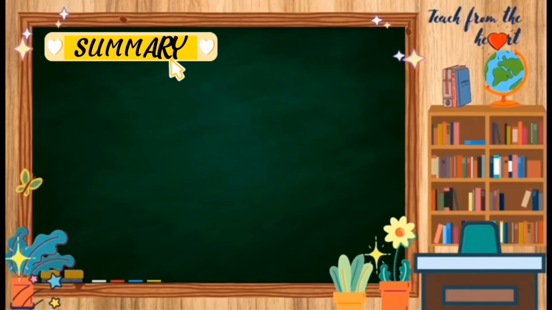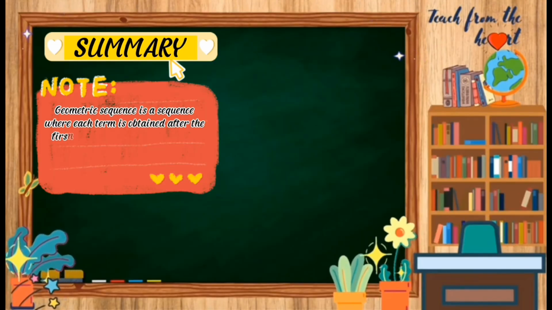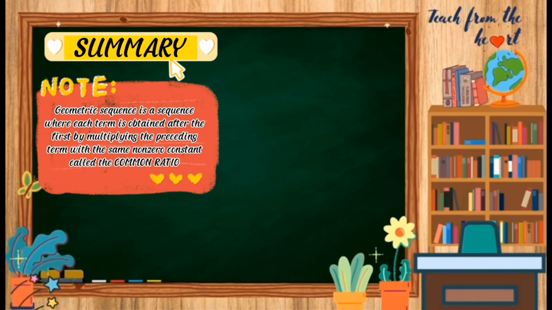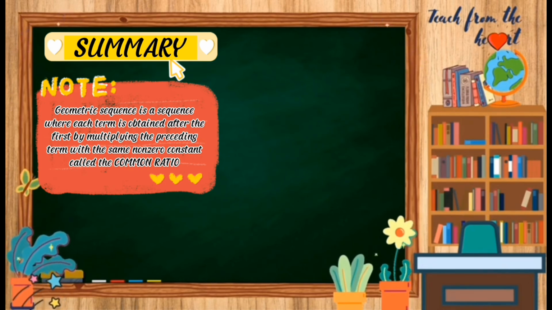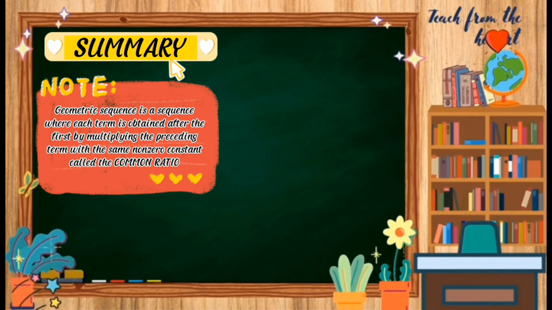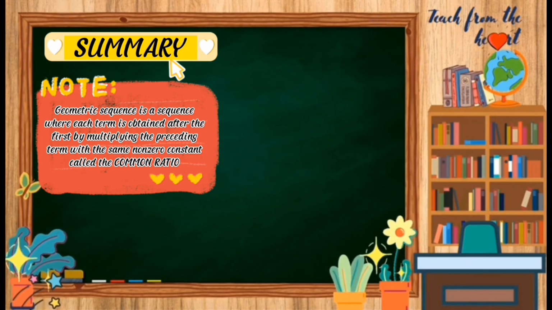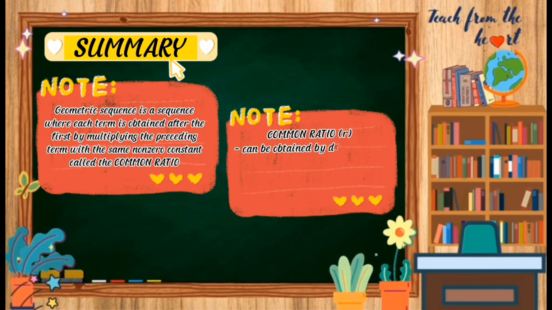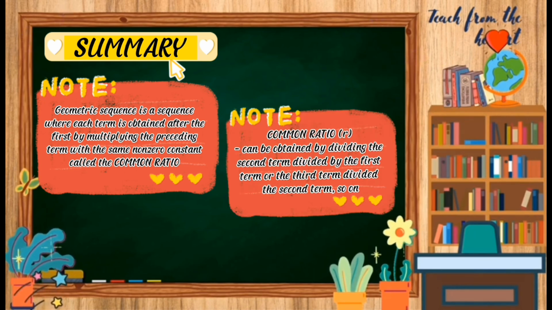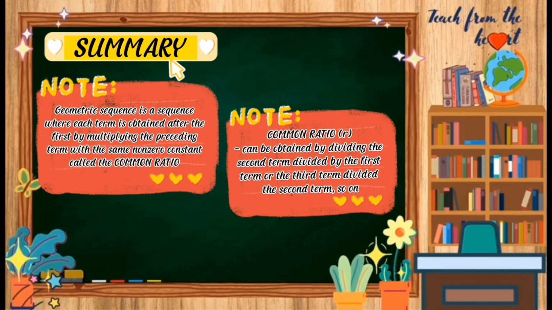To sum up, geometric sequence is a sequence where each term after the first is obtained by multiplying the preceding term by the same non-zero constant called the common ratio. And common ratio can be obtained by dividing the second term divided by the first term, or the third term divided by the second term, and so on.